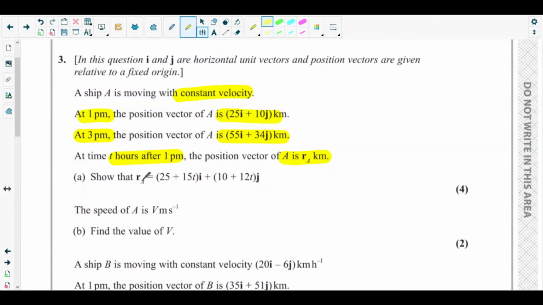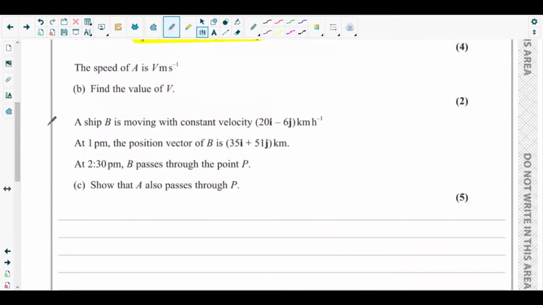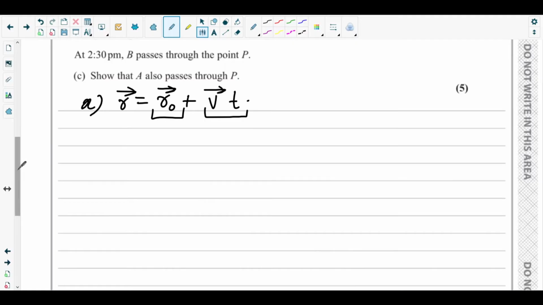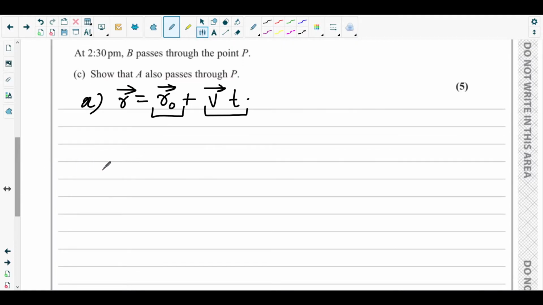Part A asks us to show that the position vector of A is R_A equals (25 plus 15t)i plus (10 plus 12t)j. We need to find the position vector of ship A. The formula for the position vector is R equals R naught plus displacement, where R naught is the initial position and displacement is velocity times t. So at first we need to find the velocity.